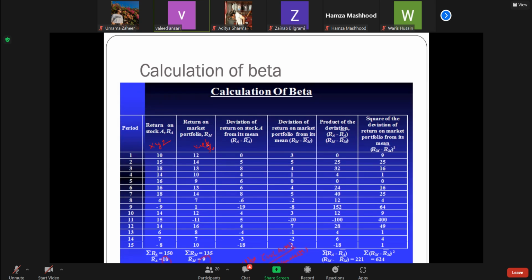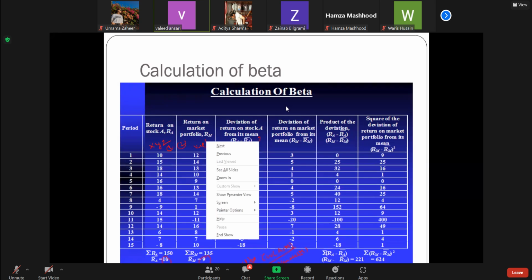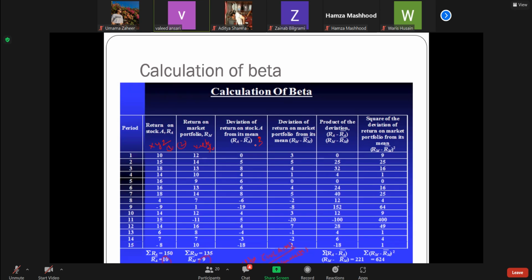So it is nothing but 3 into 4. We have taken the product and added it, which gives 221. Then we have to find out the variance for the denominator. This is available already here, so we have squared it. When we square it, it becomes 9, 25, and so on, and adding gives 624.